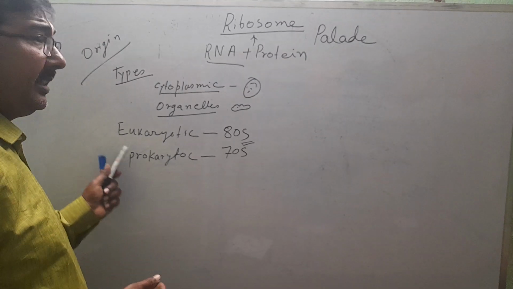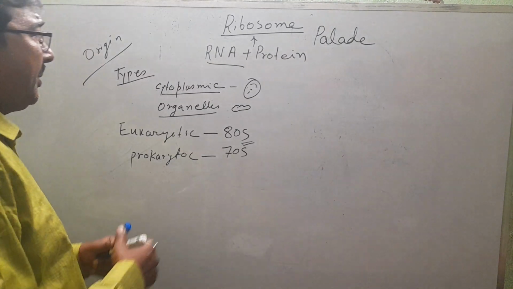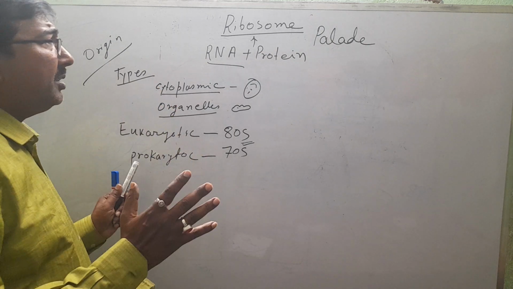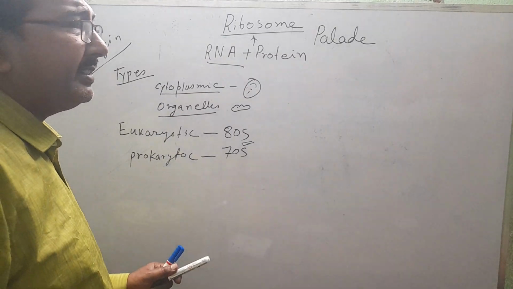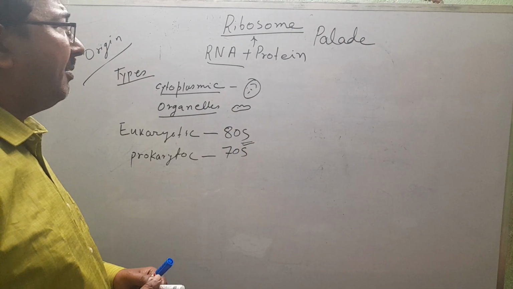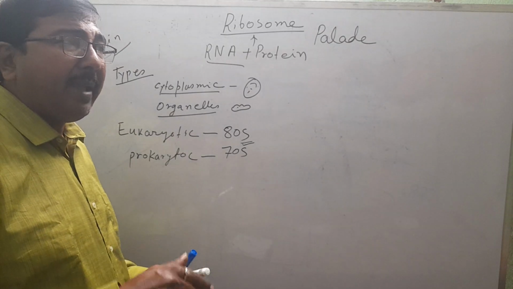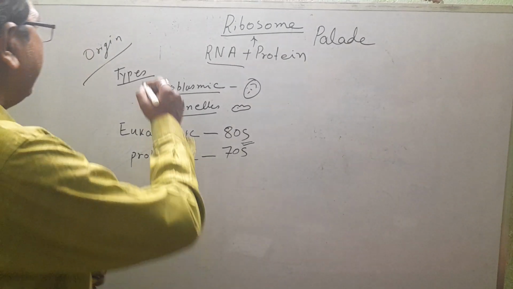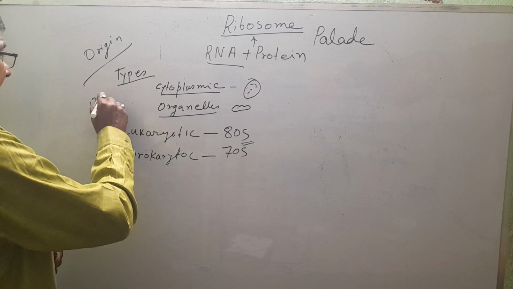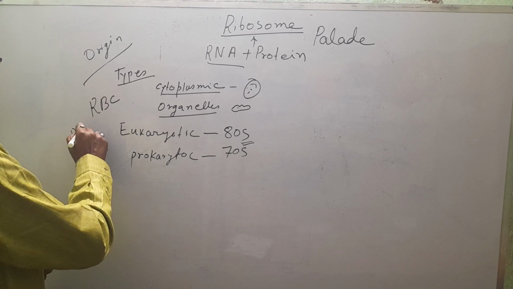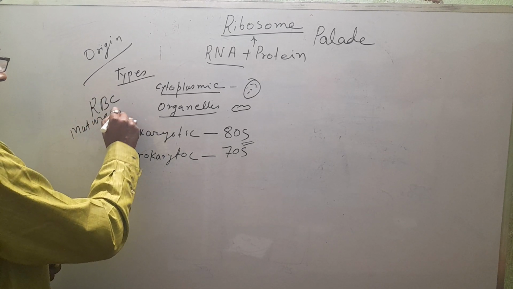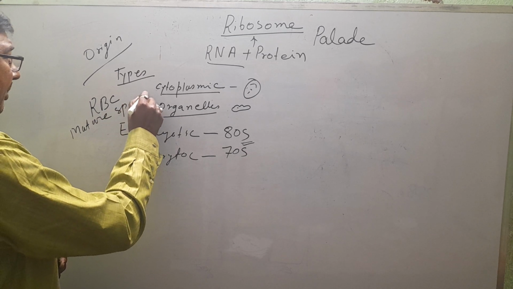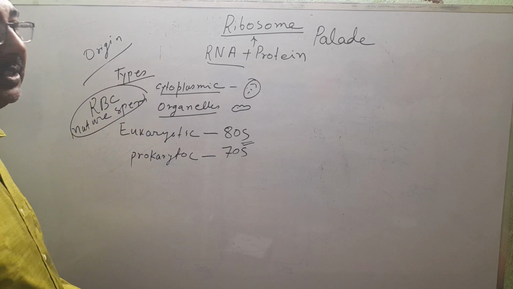Okay, then we know that most eukaryotic and prokaryotic cells contain ribosomes. But mammalian RBC and mature sperm do not contain any ribosome.